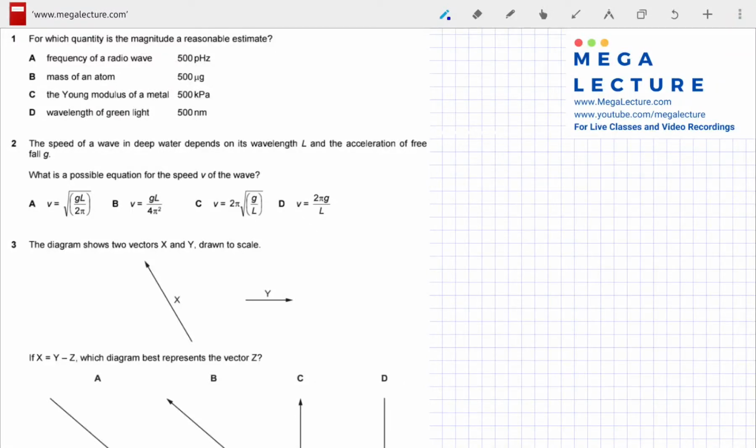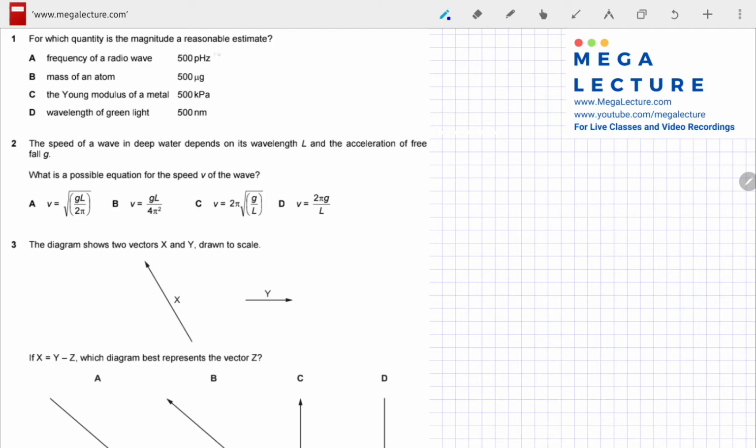Let's solve October-November 2019 paper 1-1. So we have the first question: for which quantity is the magnitude of the estimate reasonable? We have four options: the frequency of a radio wave, the mass of an atom, the Young modulus, and the wavelength.